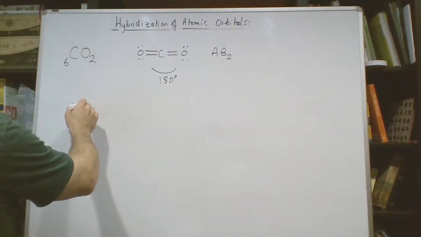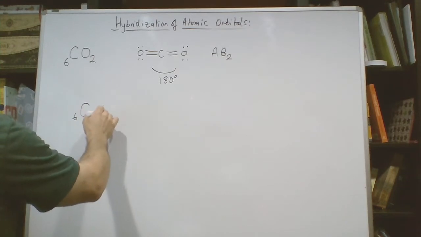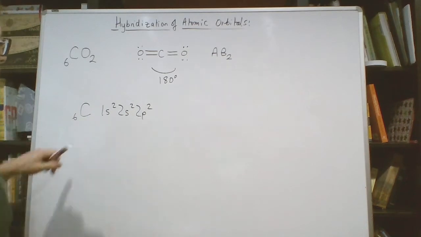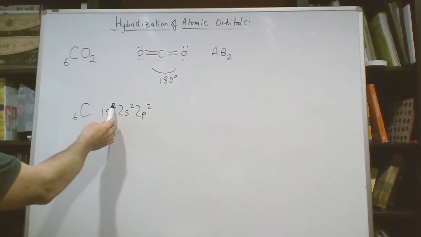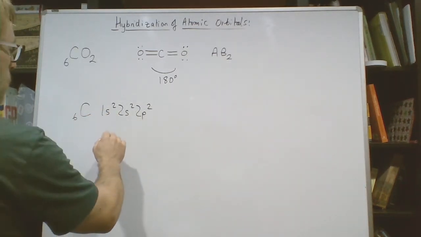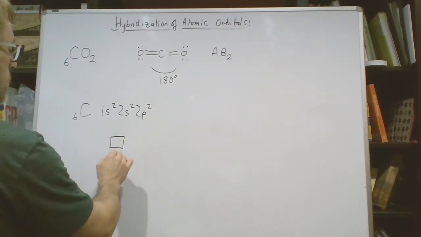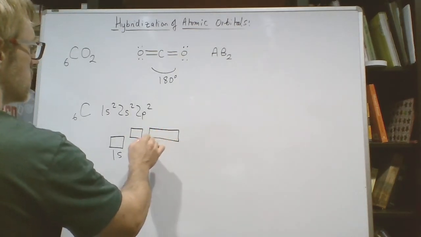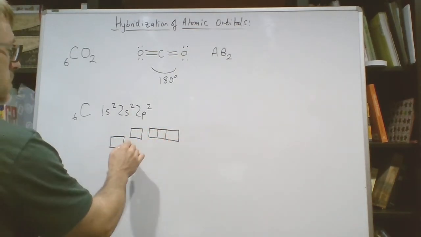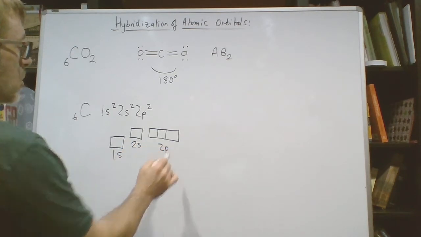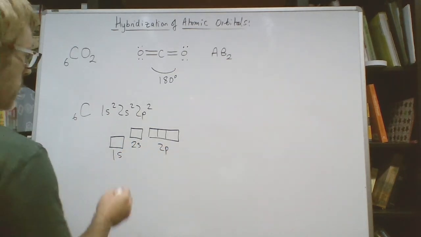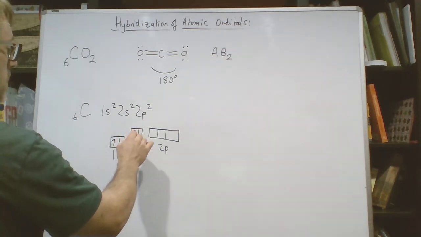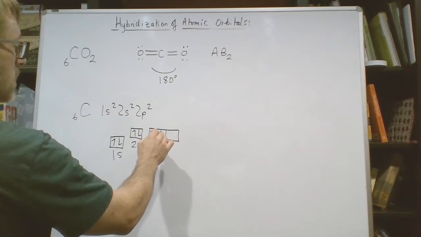Okay, let's look at the central atom, carbon. So that's 1s2, 2s2, 2p2. There are 6 electrons for carbon: 2, 4, 6. We'll look at the orbital diagram for that. So 1s2, 2s2, we'll apply the electrons using Hund's rule and Pauli exclusion. Hund, Pauli, Hund, Pauli, Hund, Hund.